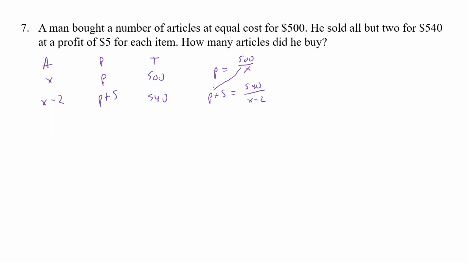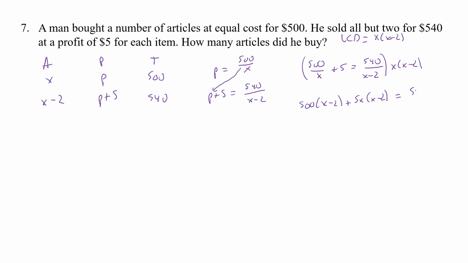And again, that can be substituted there. And so that would be what we get. Now we want to get rid of the denominator, so we multiply by that LCD. And so our LCD is just x times x minus 2. First term, x's cancel, so we get 500 times x minus 2. The next one, nothing cancels, so we have to multiply by x and x minus 2. And the next one, x minus 2's cancel, so we get 540x. All right, now we distribute here and here to get rid of the parentheses.